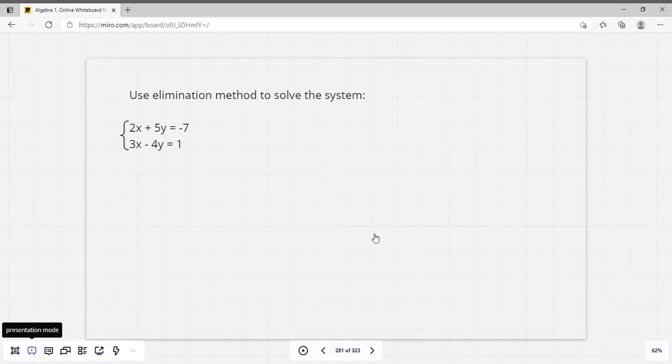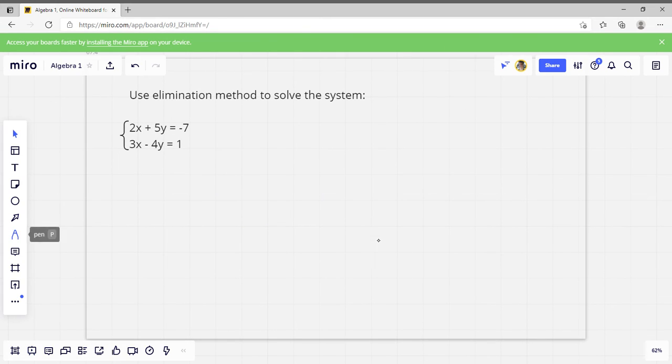All right, this one, use elimination to solve the system. So this one, I think it would be easiest to try to solve for this x variable, although this one's already positive and negative. Let's try this one. So we're going to multiply this times 3, and this one times negative 2.